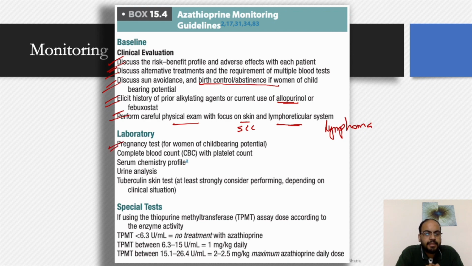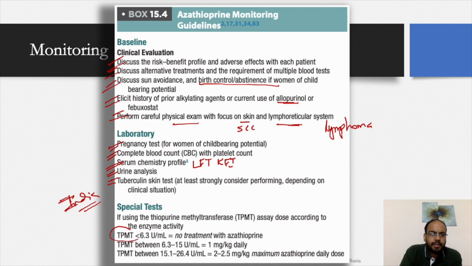Now, pregnancy test, CBC, serum chemistry profile with good focus on LFTs and KFTs. Urine analysis to test for proper kidney function. You know that all excretion takes place through the kidneys. Tuberculin skin test is important in India, such an endemic country. Before starting any immunosuppressant, get a Mantoux done, get a chest X-ray done. Rope in a pulmonologist if you suspect TB. It's always better to be safe than sorry.